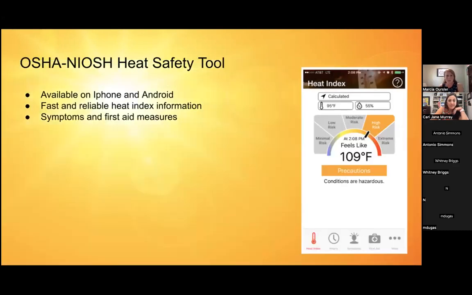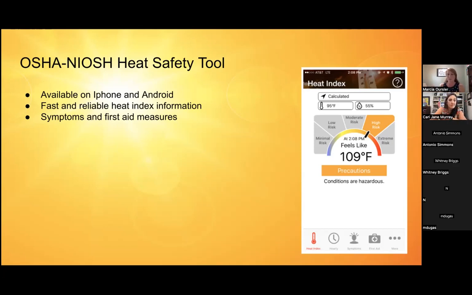Also, I wanted to mention the OSHA NIOSH Heat Safety Tool. This is an app that you can download on your Android or iPhone, and it provides really useful information. I know we have the weather apps on our phone, but this gives us the ambient air temperature with humidity to give us the heat index, and it also gives us the recommended amounts of water that we should consume throughout the day.